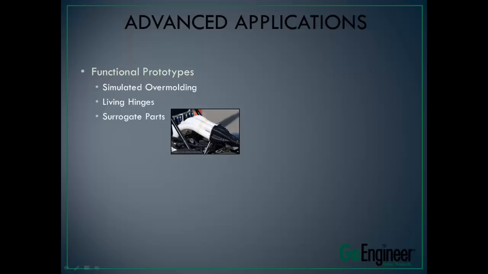I'm going to cover three topics for each one of these areas for advanced applications. This one we're going to talk about is simulated overmolding, which is always kind of an expensive thing to get prototyped. If you're getting a silicone mold, with overmolding you have to make two molds. If you're making an injection mold, that's tens of thousands of dollars for something that may not feel right, or the durometer's not right, or it doesn't wrap around enough. There's a plethora of things that can go wrong. Then living hinges, and then surrogate parts. I don't know if many of you are familiar with that, but we're going to cover it. It's one of the more interesting applications that I found here at GoEngineer that our customers use 3D printers for.